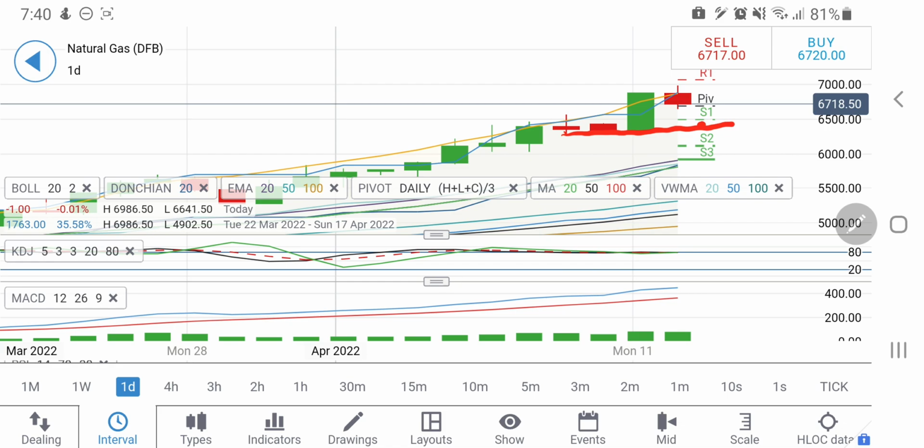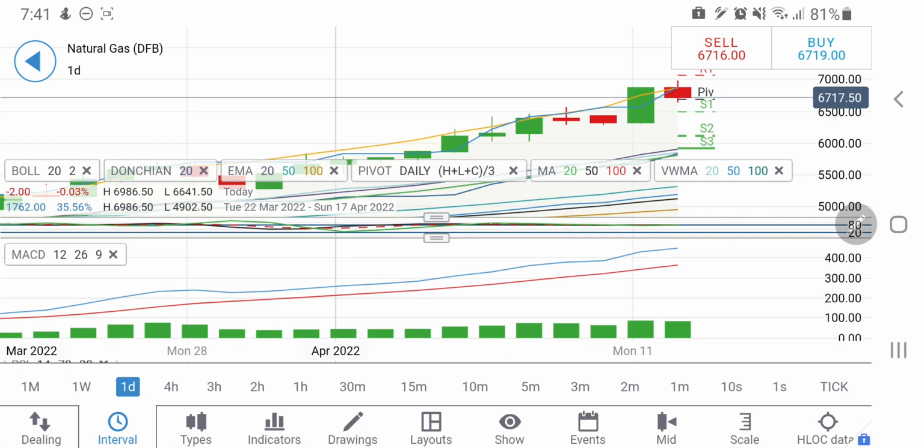and in fact it may try to go well beyond 7 levels. It has to achieve $7 levels, and one can expect that beyond that also it may try to trade. So trade above 6.8, long above 6.8, short below 6.68.